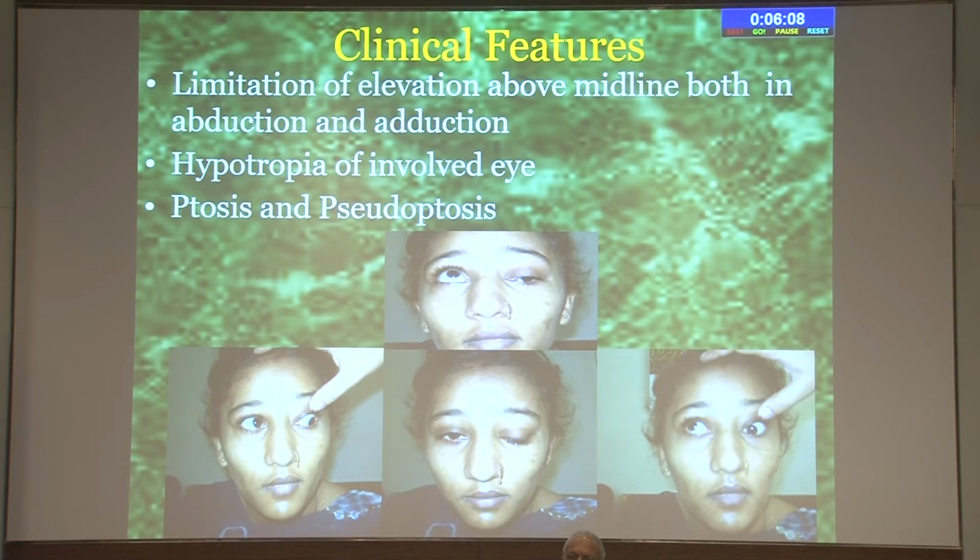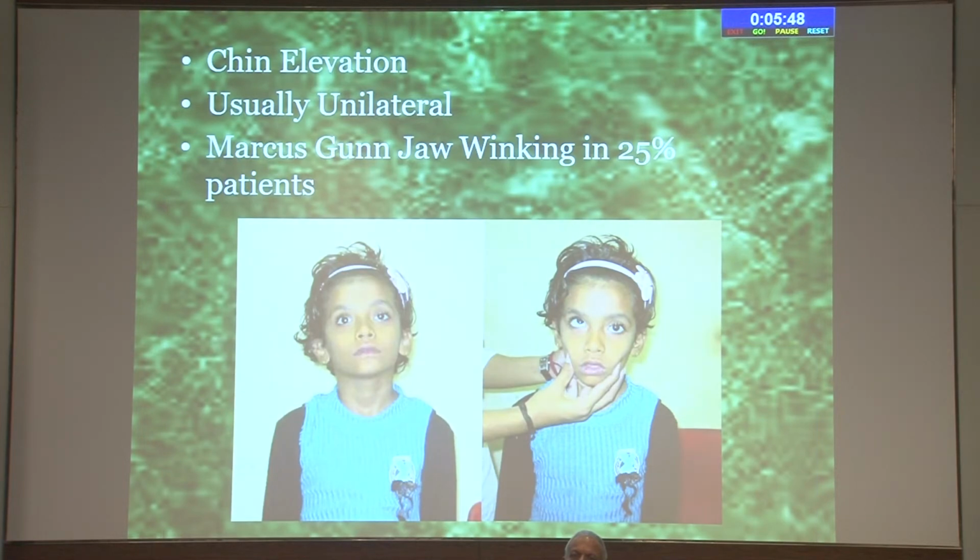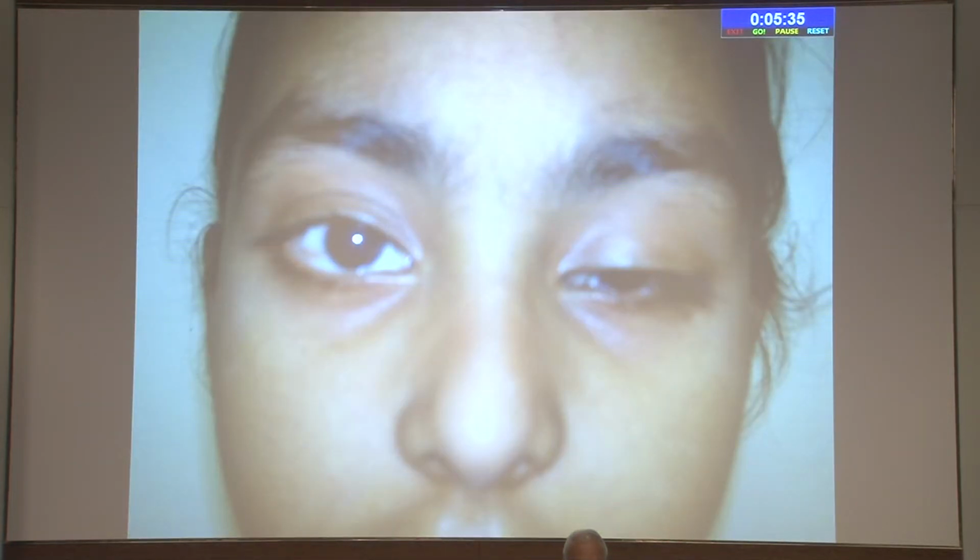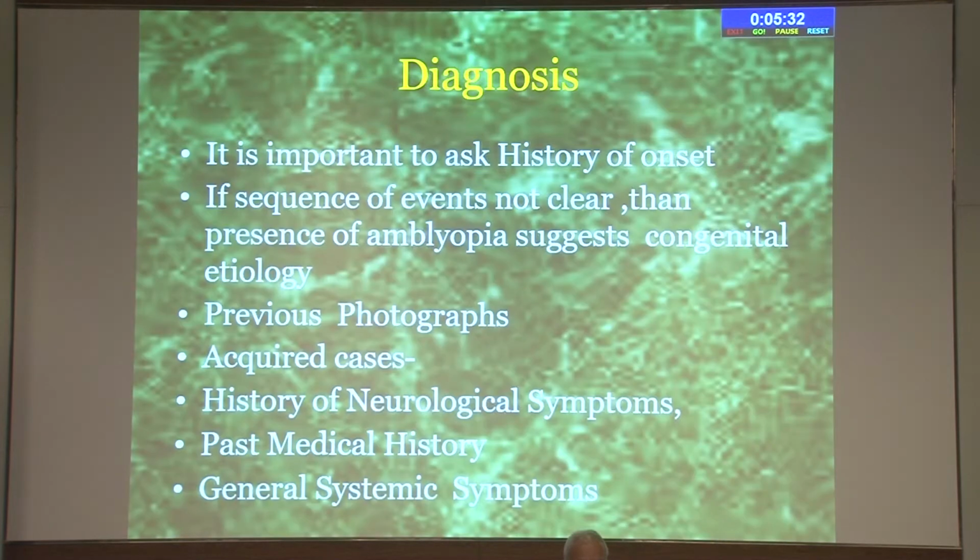So clinically, there is limitation of elevation above midline, both in abduction and adduction, and it is very important to differentiate it from Brown syndrome. Then there could be hypertropia of the involved eye, and there is presence of ptosis and pseudoptosis. Usually there is chin elevation. Usually it is unilateral. Marcus Gunn jaw-winking phenomenon is seen in approximately 25% of the patients. This is a clinical photograph of one of the patients with MED.